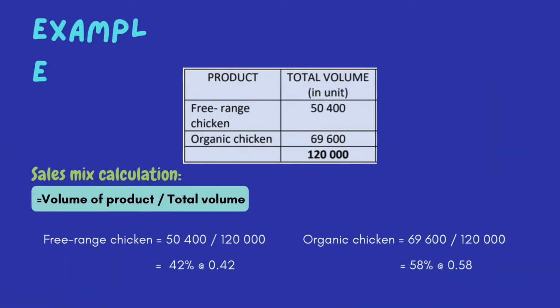To calculate sales mix, volume of product is divided by total volume. So, to calculate sales mix for free-range chicken, we can see here 50,400, which is the volume for free-range chicken in units, divided by 120,000, which is the total volume for both products. So, we get 42% or 0.42. For organic chicken, we divide 69,600 by 120,000, so we get 58% or 0.58.